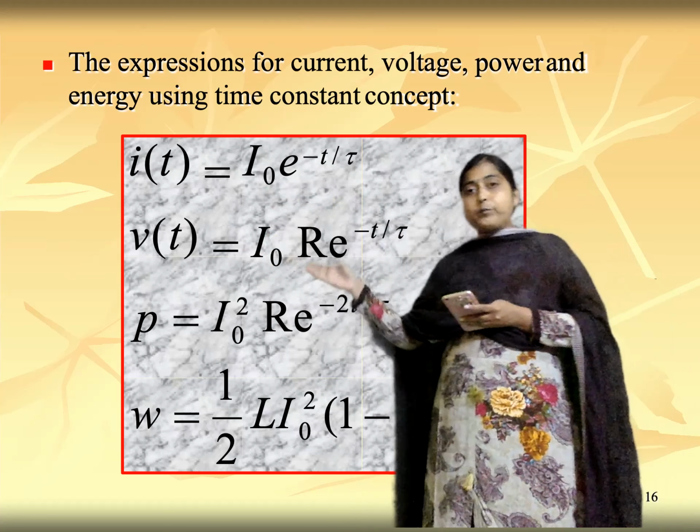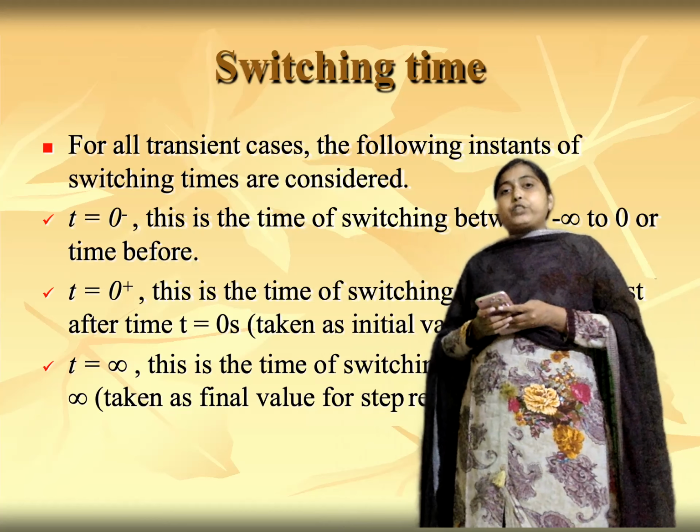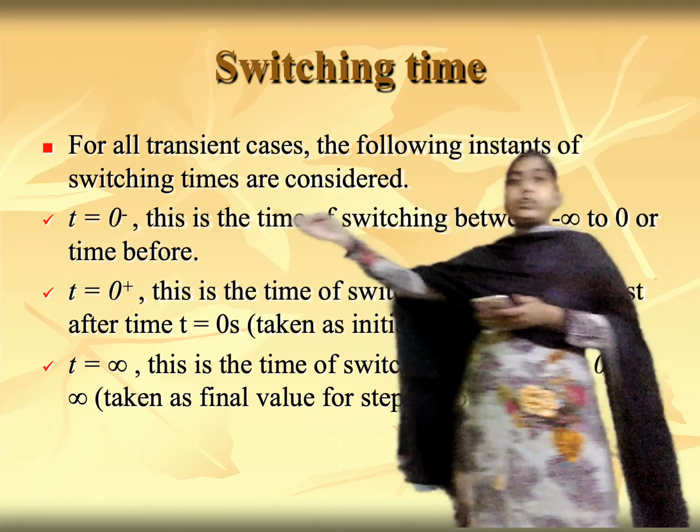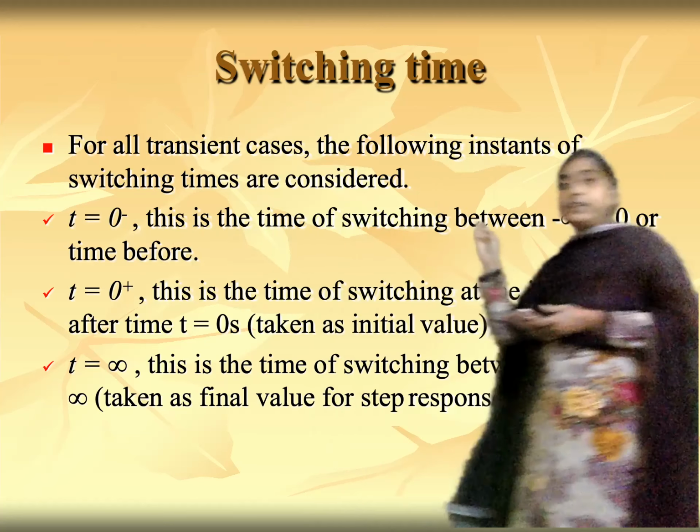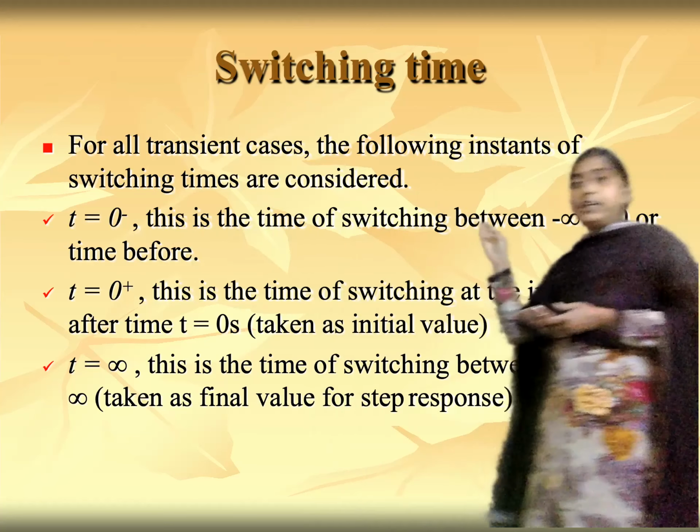Now, let us understand the switching times here. For all transient cases, the following instances of switching times are considered. First, t is equal to 0 minus. This is the time of switching between minus infinity to 0, or the time before. Similarly, t is equal to 0 plus is the time of switching at the instant just after time t is equal to 0 seconds.